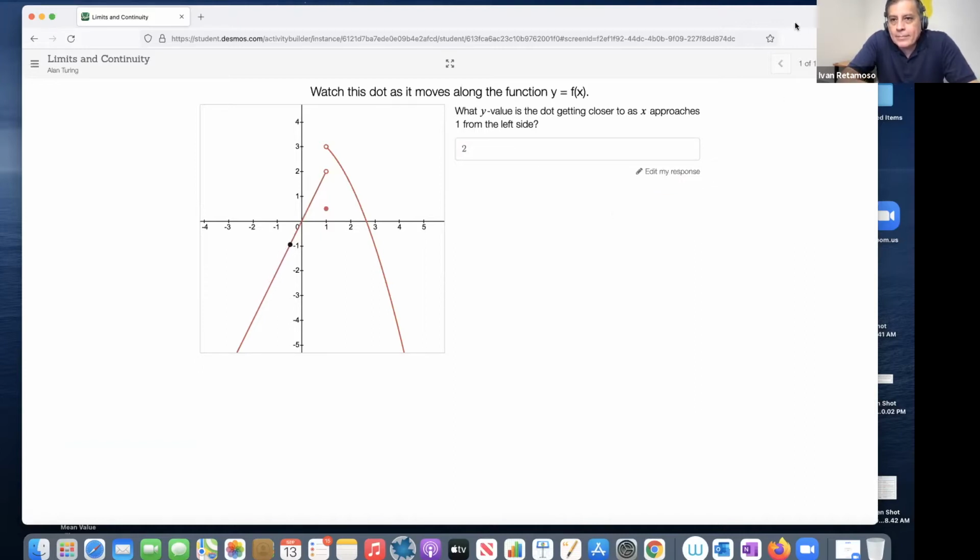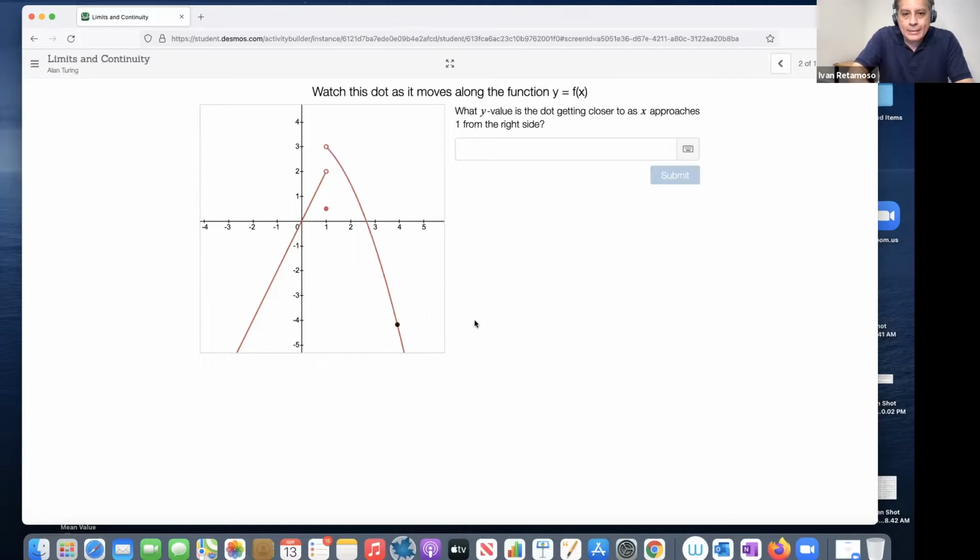We are ready for the next challenge. So we click next. Second challenge. Watch this dot as it moves along the function again. What y value is the dot getting closer and closer to as x approaches 1 from the right side now, from the right side? If you know the answer, type it on the chat, so you can say it, right? You figure this out.